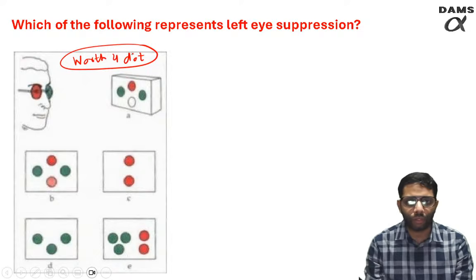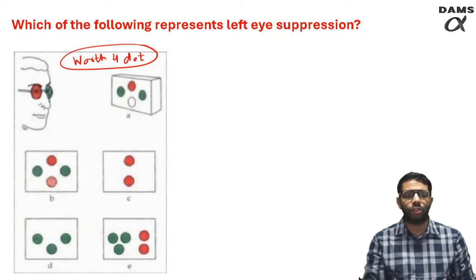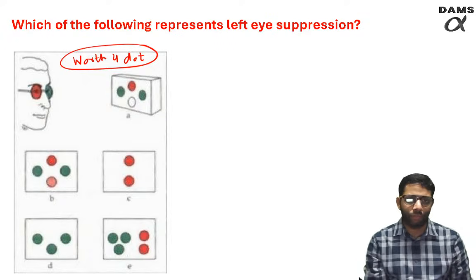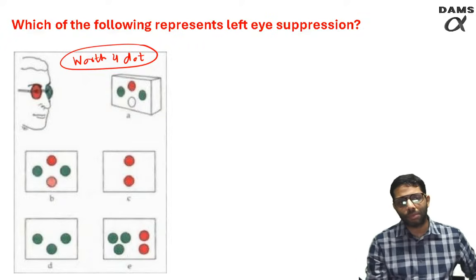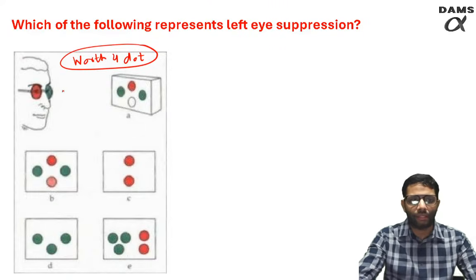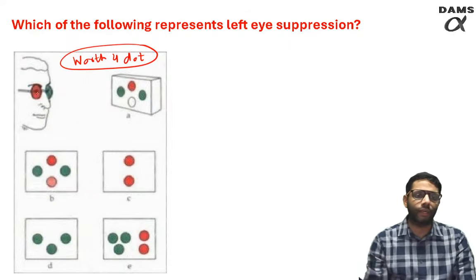Now it is a test for binocularity, a test for suppression. Why binocularity? Because both eyes are open. And the question is, which of the following represents the left eye? Left eye suppression means left is not working. So actually this left eye can see only green color because of the green goggles. Right eye can see only red color.